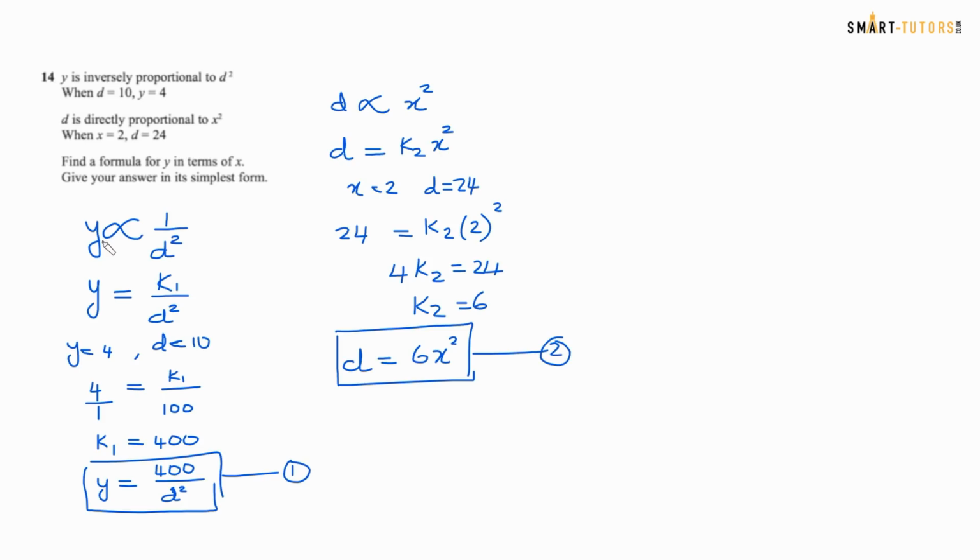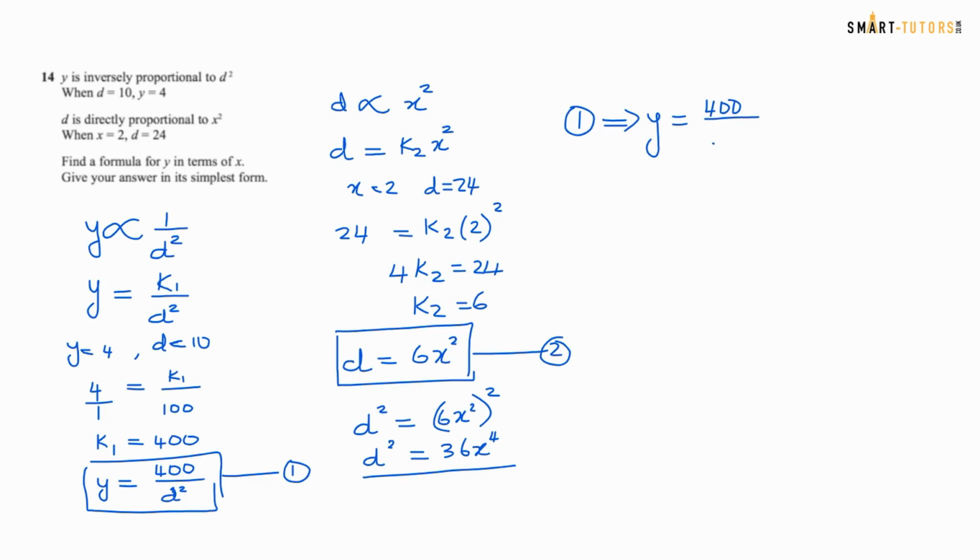So in the first equation, y and d squared is connected, and in the second equation, d and x squared is connected. So I'm going to be eliminating d squared from the first equation. So for that, I need to find out the d squared. So d squared equal 6x squared, the whole thing squared. So 6 squared is 36x to the power 4. So if I substitute d squared equal 36x to the power 4 in the first equation, y equal 400 over d squared, I'm going to write 36x to the power 4.